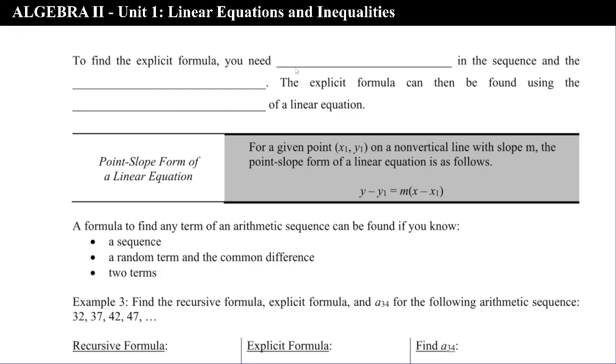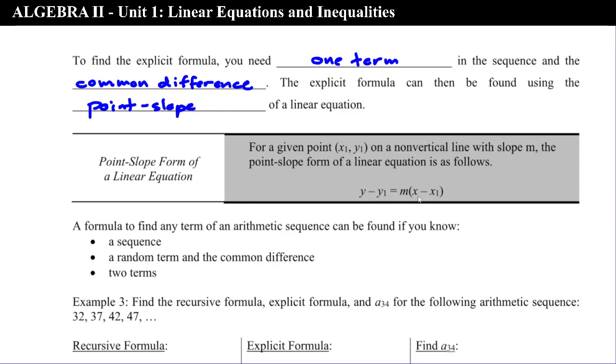To find the explicit formula, you need to have one term in the sequence. So you need to have one term, and you need to have the common difference. So if you have one term and you have the common difference, then you can construct the explicit formula. And you can do that using the point-slope form of a linear equation. So you're going to use point-slope form.